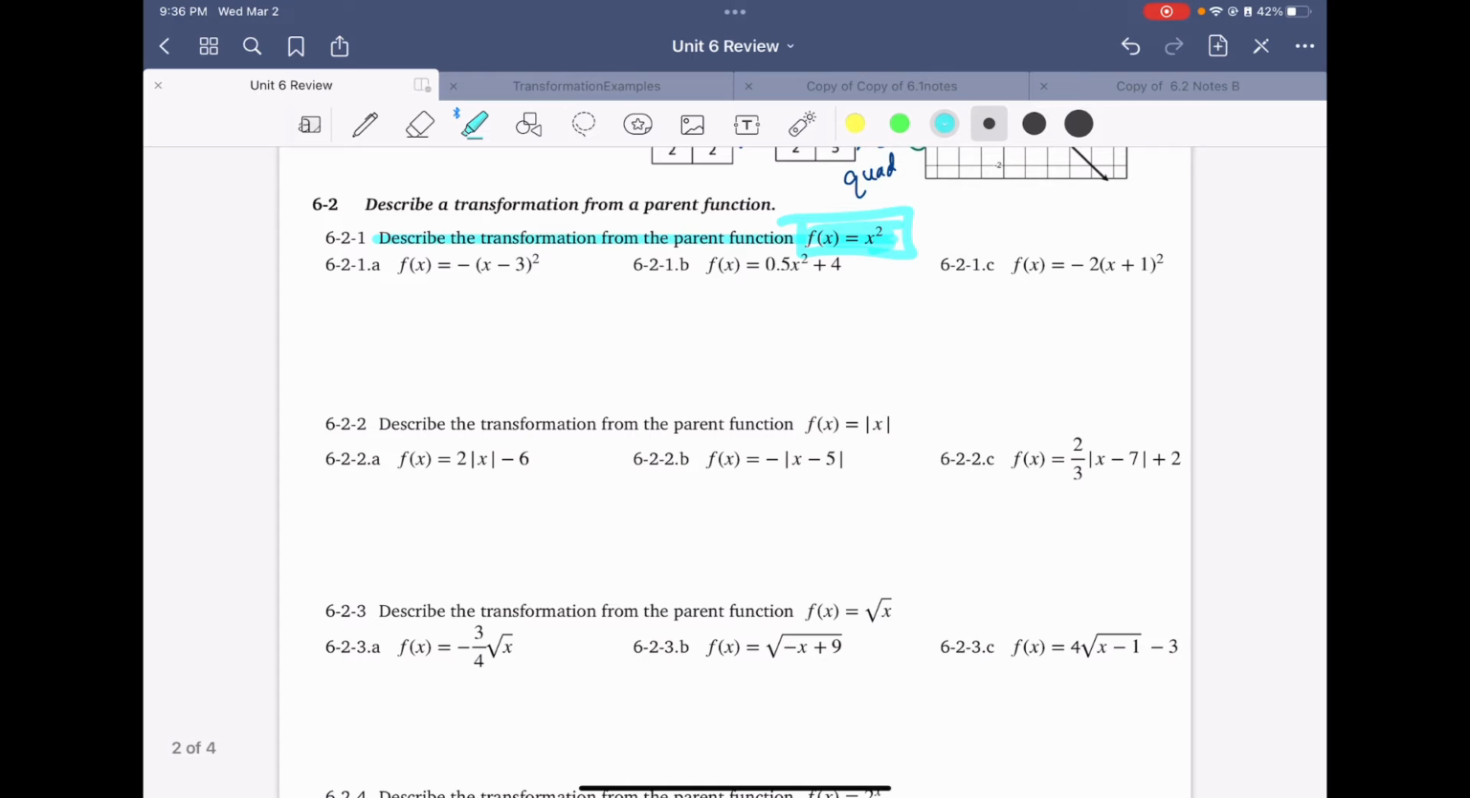So when I'm looking at it, the thing that changed was I subtracted 3 in the parentheses. And the reason there are parentheses is because to subtract 3 before I squared it, I have to have parentheses. And then I also have this negative out here. So I have 2 transformations. Let's write down what they both do.